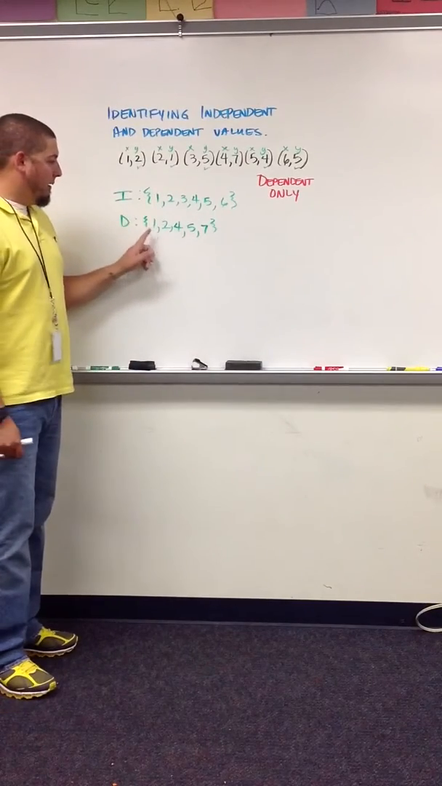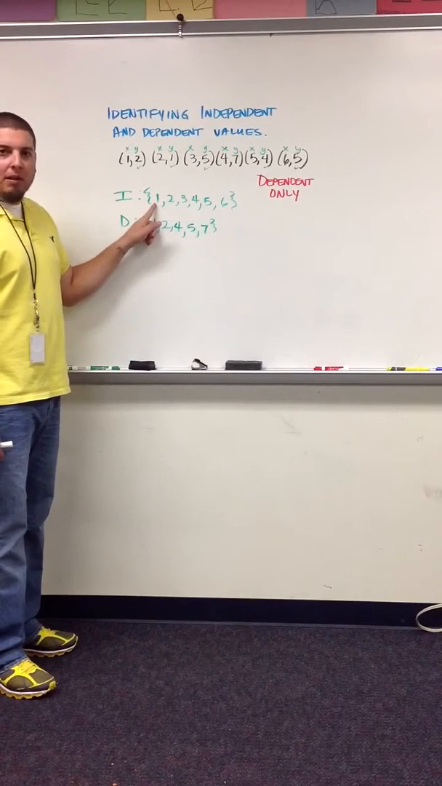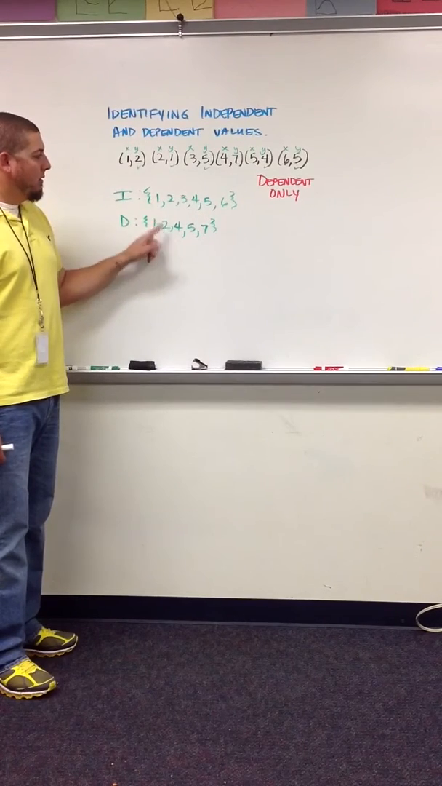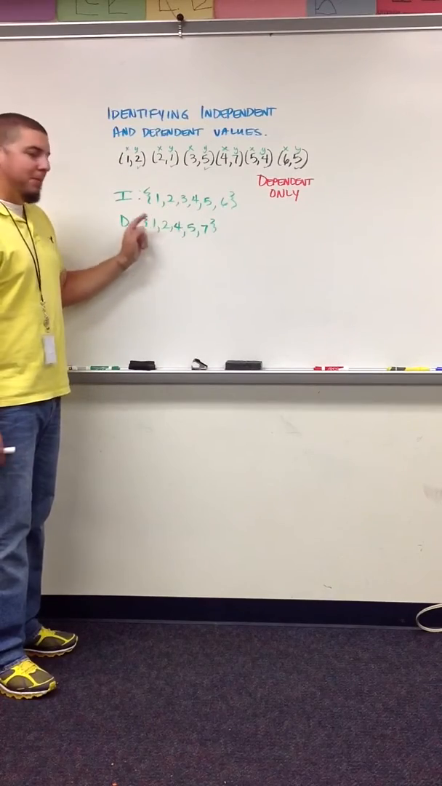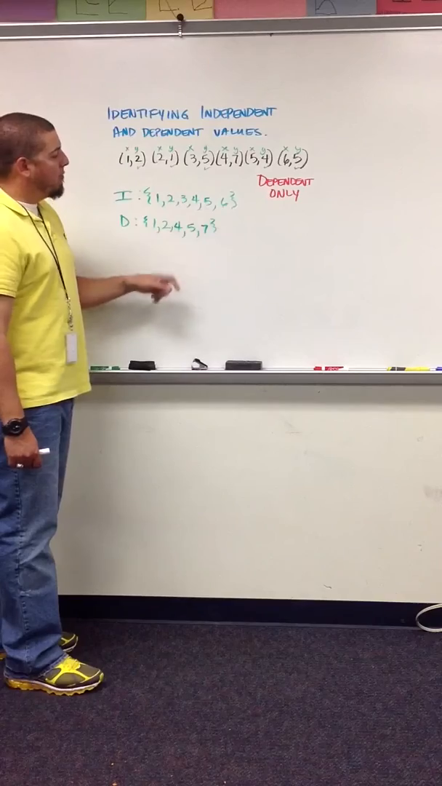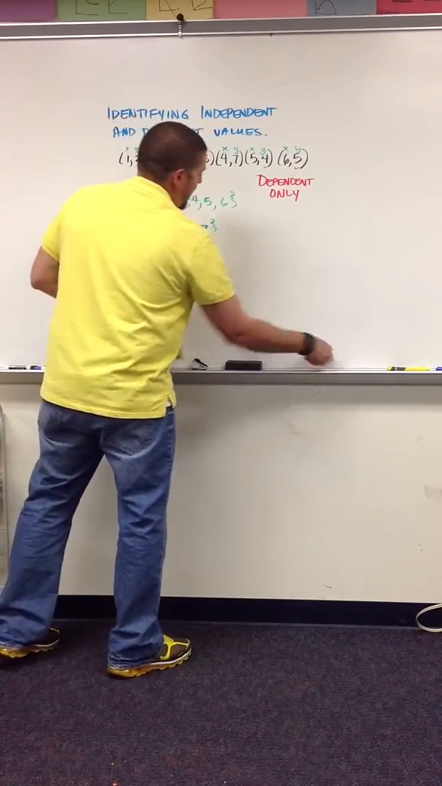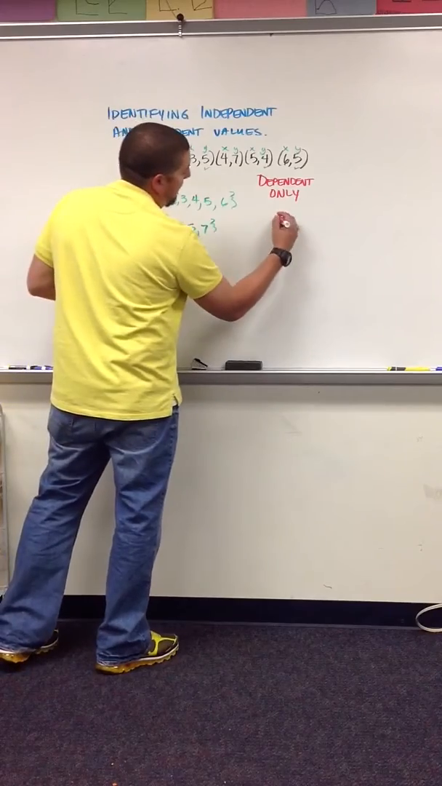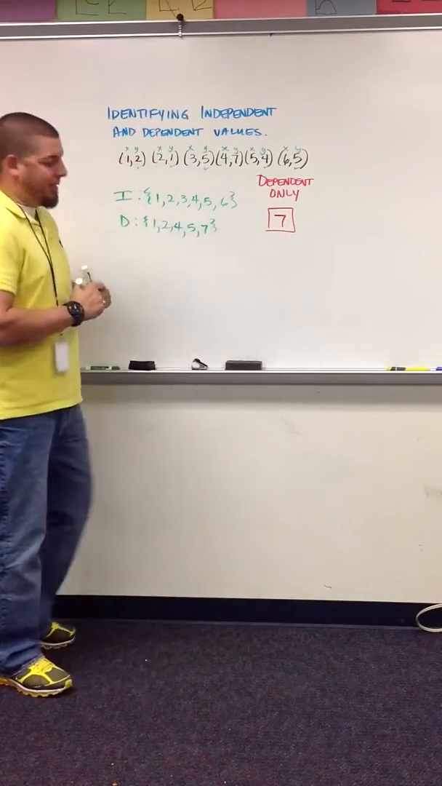Is 1 dependent only? Well, no, because 1 is also independent. It's up here in the independent. What about 2? 2's in both. What about 4? 4's in both. We skipped 3 because dependent is not 3. So 4's in both. 5's in both. So the only one that is dependent only is 7. So 7 then would be the answer that matches my question exactly.